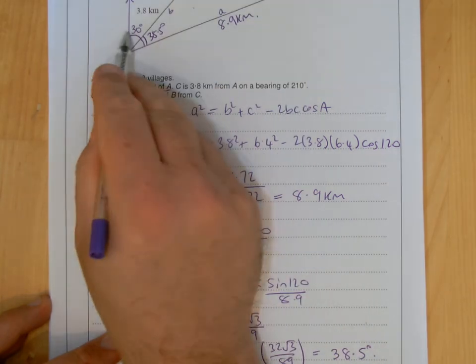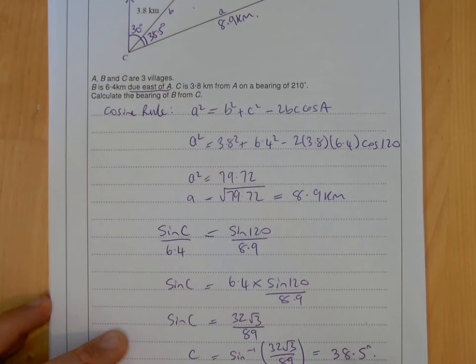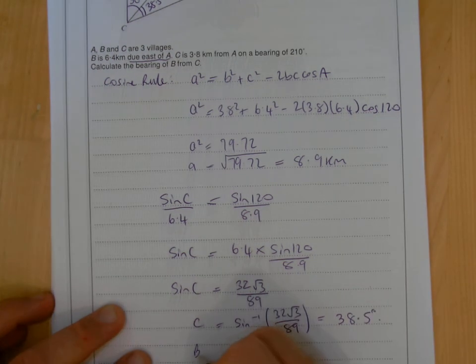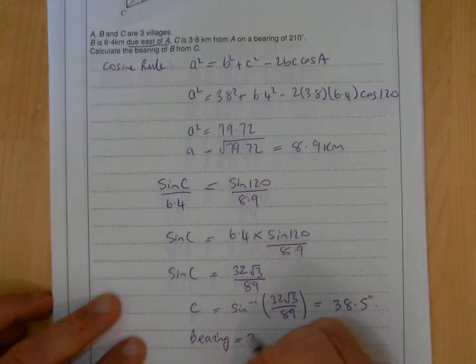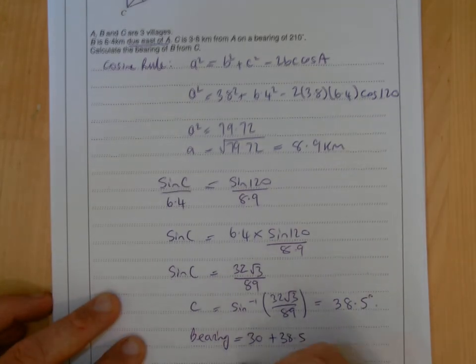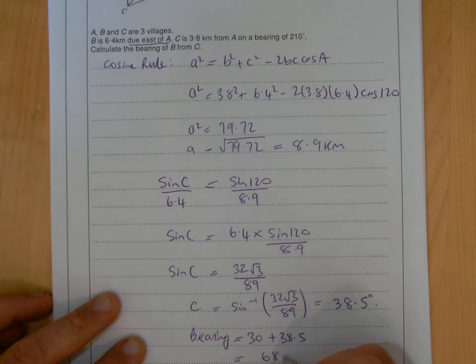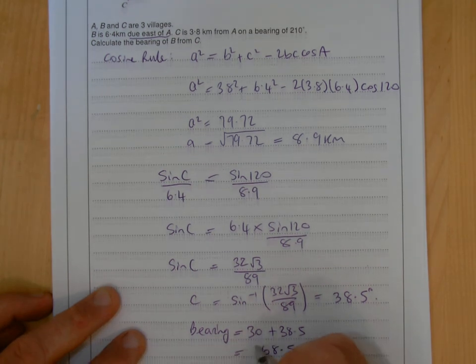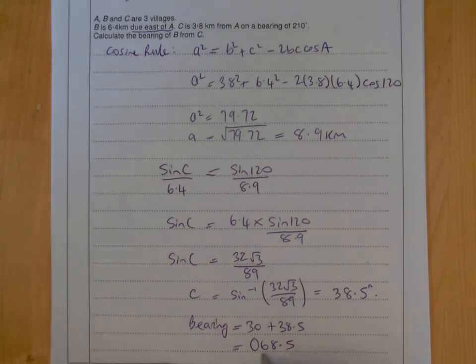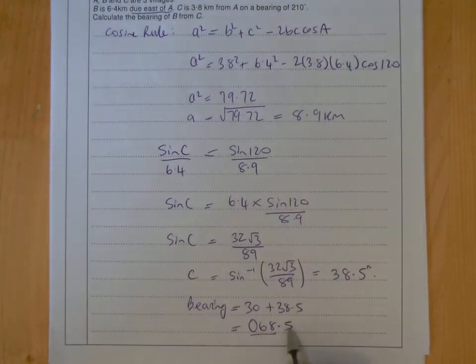Then to get the total angle, I just need to add them together. 30 add 38.5 gives 68.5, but one thing to note: got to put a 0 in front. Bearing has to be three digits. Doesn't matter about the 0.5, it's got to have hundreds, tens, units. It's so important that you do that, and we can put 0.5 in afterwards, but you have to have that hundreds digit there, and in this case it's 0, so make sure you have that in there.